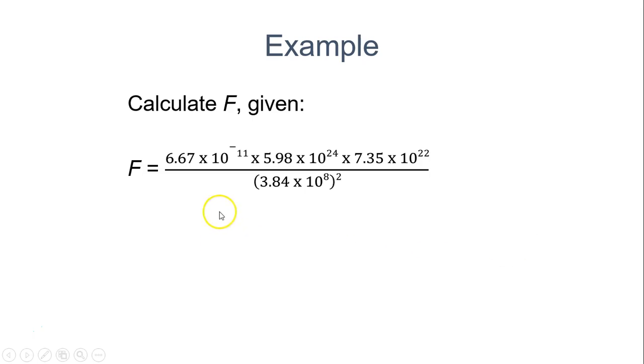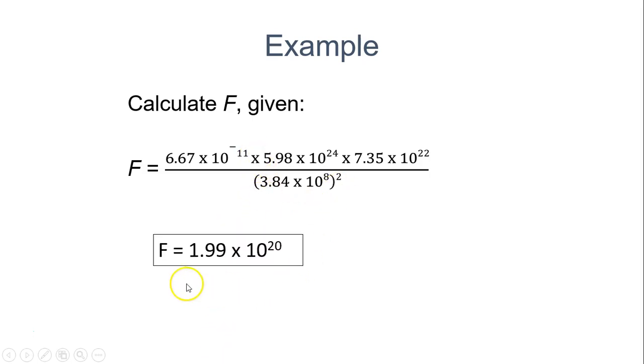Now I want you to type this number in the calculator and see what you have. Remember, we prefer to use the second EE button. This way you don't have to use parentheses. After you perform this, you should have this number, 1.99 times 10 to the 20.